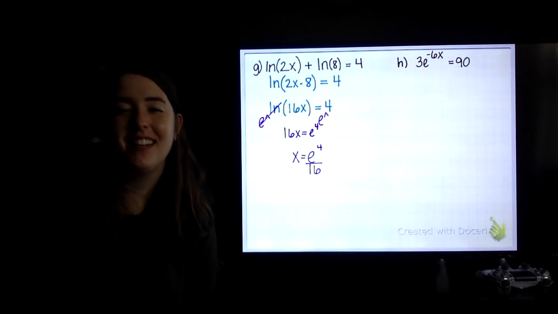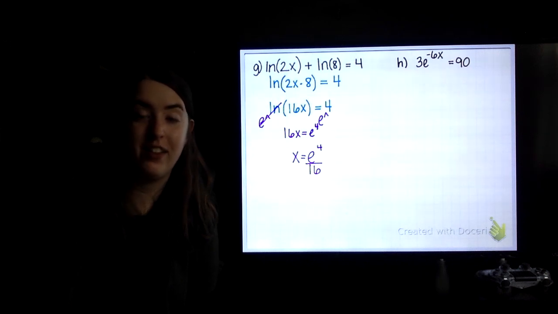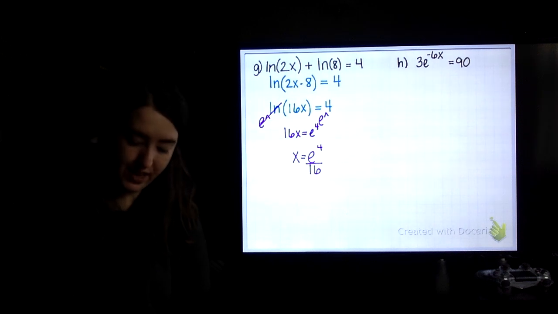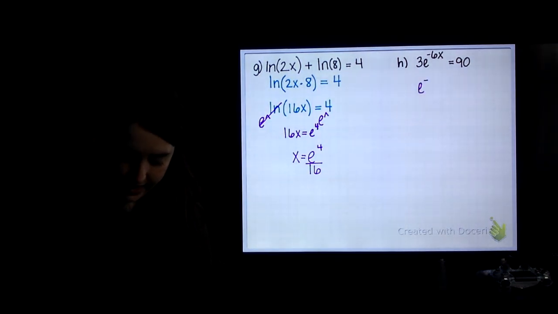Okay, over on this next one, we need to work our way into finding x. So we have 3 times e to the negative 6x power equals 90. So let's start working our way in, and let's get rid of that 3 over on the left side. So since 3 is multiplying e, we need to divide by 3 on both sides. So now we know that e to the negative 6x power is equal to 30.